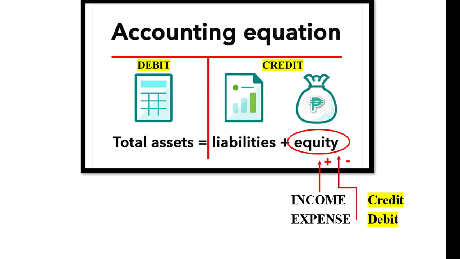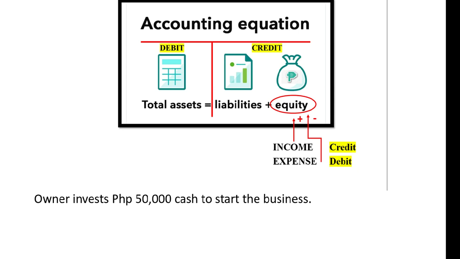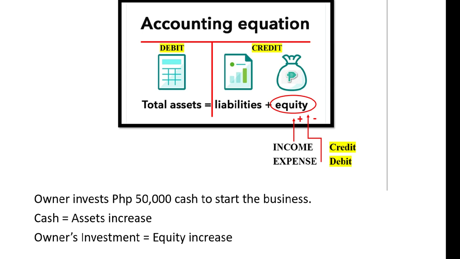Okay, let's try making a journal entry based on this understanding. For example, owner invests 50,000 cash to start the business. We all know that cash is an asset. Because the owner gives cash to the business, the assets of the business increase. And then the owner's investment represents equity, so the equity of the owner also increases. Remember, assets are under the debit side.